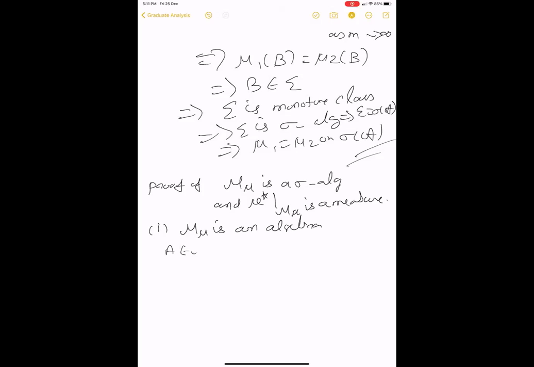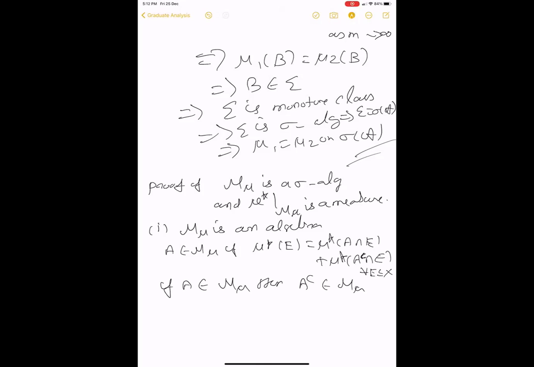A is in mu if this is true: mu star E equal to mu star of A intersection E plus mu star of A complement intersection E for all E in X. It's enough to prove greater than or equal to. It is clear that this statement is symmetric in A and A complement. So if A is in mu, then clearly A complement is in mu. You just have to understand these two summations.